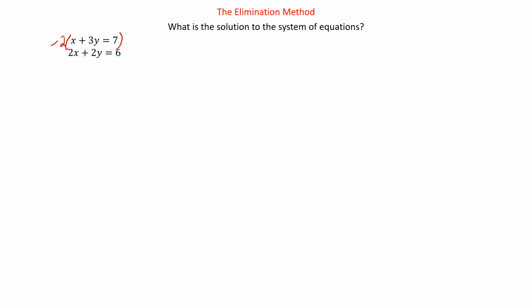So when we multiply this top one by negative 2, and I'm going to put it right underneath this other one, we're going to have negative 2x, and then negative 2 times 3y will be minus 6y. Negative 2 times 7 is negative 14. Now we're ready to add these two together. 2x plus negative 2x goes away. It's eliminated. Again, that's by design.